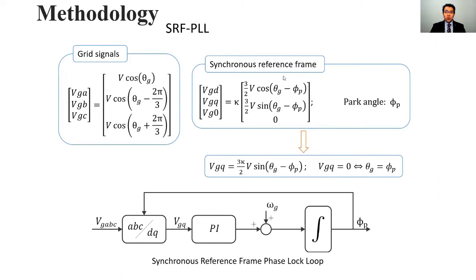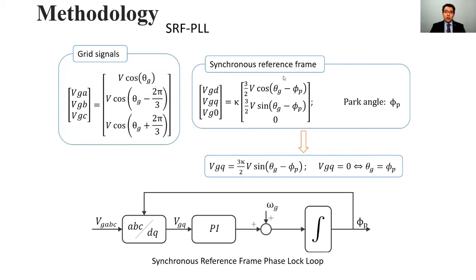For the connection between the wind turbine and the electrical grid, we must synchronize the signals of both systems. For that, we employ a synchronous reference frame phase lock loop. The SRF-PLL first employs the Clarke and Park transformations to obtain a synchronous reference frame representation of the grid signals, where we can notice that if the Park's angle and the grid angle are equal, then the quadrature component of the grid voltage is equal to 0.